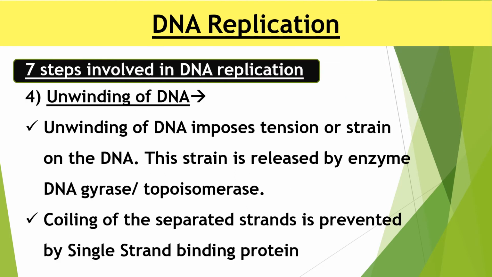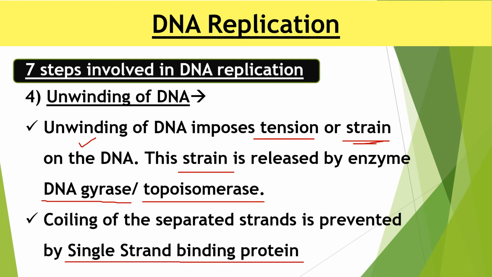After unwinding is done, this leads to a creation of a tension or a strain in the DNA. Now, the strain can be removed with the help of an enzyme called DNA gyrase, also known as topoisomerase. What this gyrase or topoisomerase does is that it simply relaxes all the supercoiling that takes place after unwinding the DNA. Coiling of the separated strands is prevented with the help of single strand binding proteins. So we have the topoisomerase or the gyrase and the single strand binding proteins coming into the picture after the work of helicase is done.